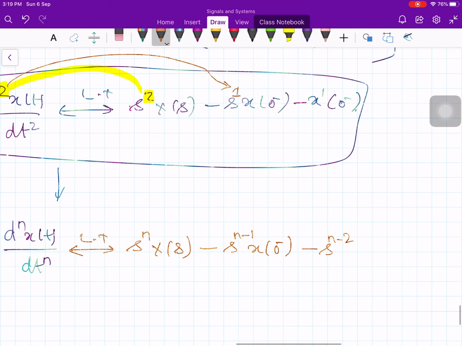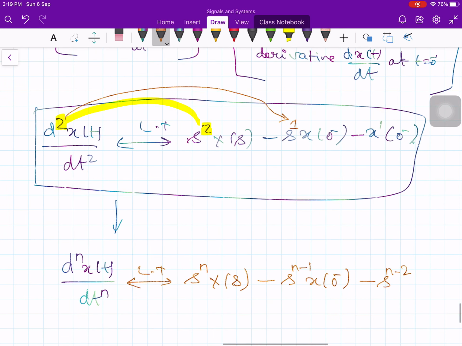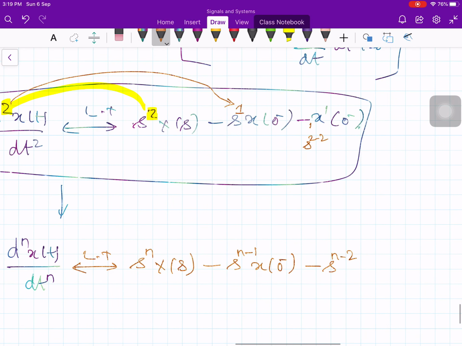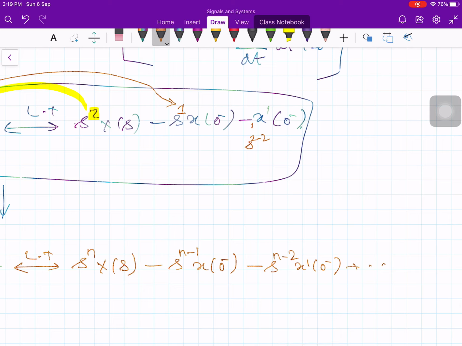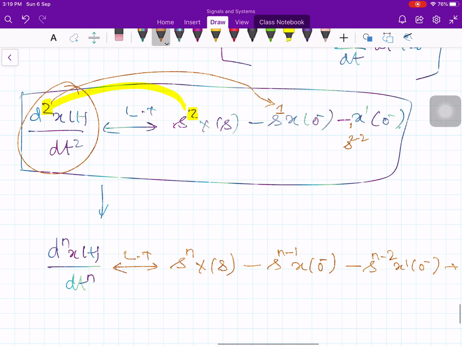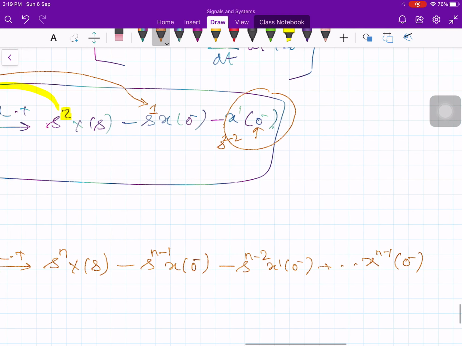s to the n minus 2. Then if you look here, this is s to the 2 minus 2, I can write here, okay, because the coefficient is 1 in the derivative. Therefore s to the n minus 2 x dash of 0 minus, plus it keeps on going, and finally you stop at the n minus 1th derivative of x at 0 minus. See, here we have second order derivative. Therefore once you differentiate the first order derivative and evaluate at t equals 0. If you have nth order derivative, then you stop at the n minus 1th derivative and substitute t equals 0 minus.